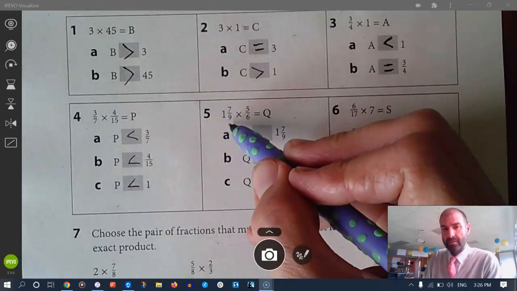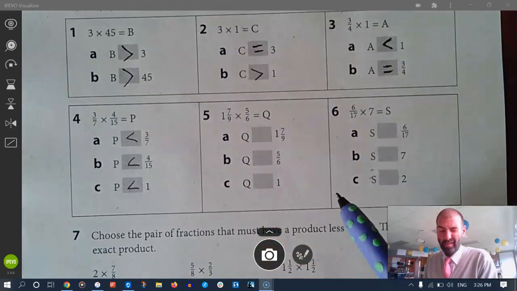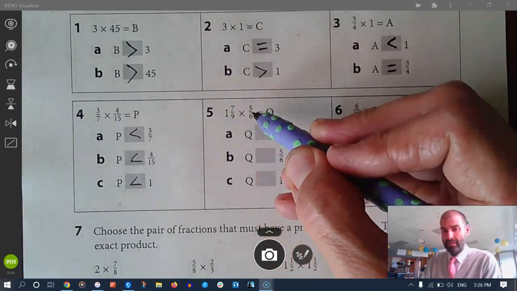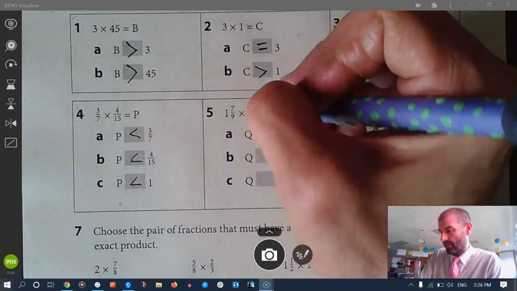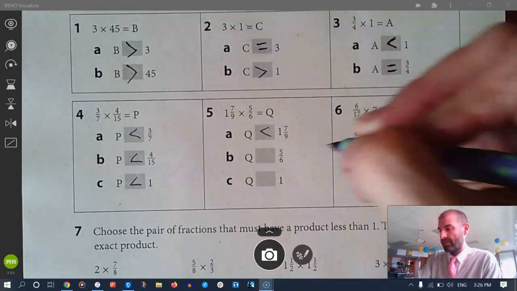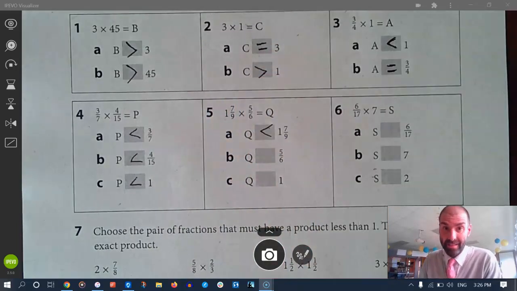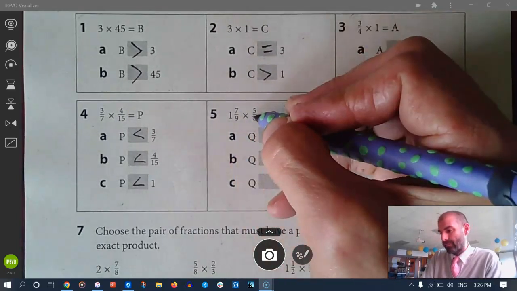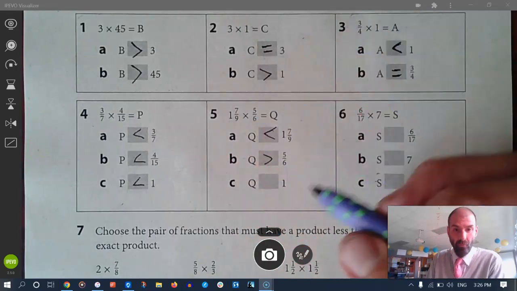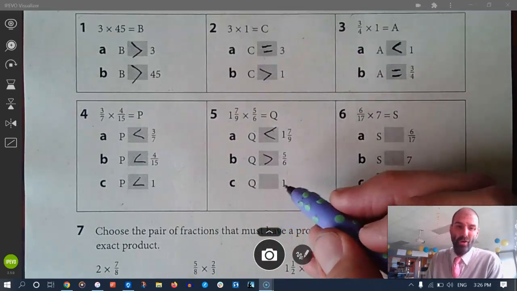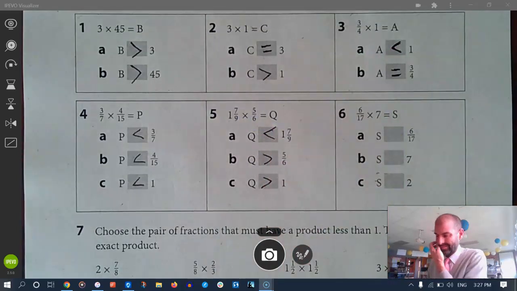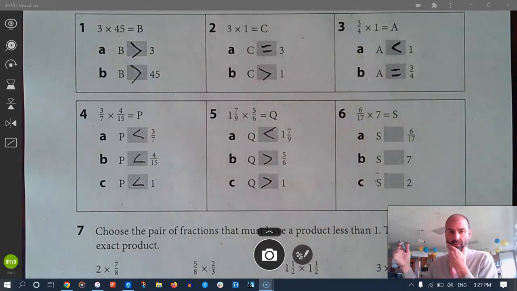Now we have a mixed number and a proper fraction. So now it has to be less than what we start with. Q has to be less than 1 7/9, right? Because we're multiplying by something less than 1. It's going to be more than 5/6 because I'm multiplying 5/6 by something greater than 1. And it's going to be greater than 1 because, again, this 1 7/9 is far enough away from 1.